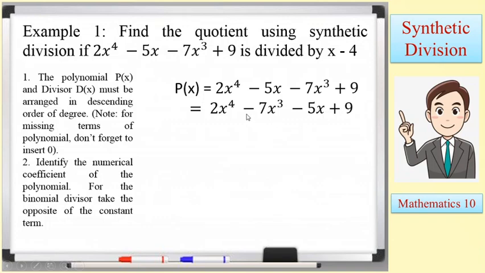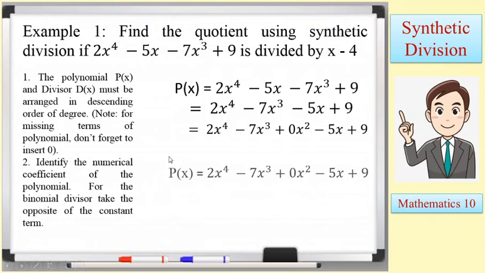So, tingnan natin kung meron tayong missing term. Magbe-base tayo sa kanyang degree. Okay? So, 4, 3, 1, and 0. Ang degree ng constant term ay 0. Okay? So, ulitin ko, 4, 3, 1, and 0. Meron tayong missing term na degree of 2. Therefore, ang ilalagay natin ay plus 0x squared to complete the polynomial.